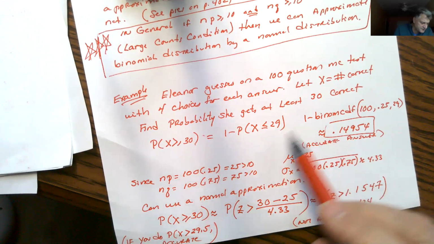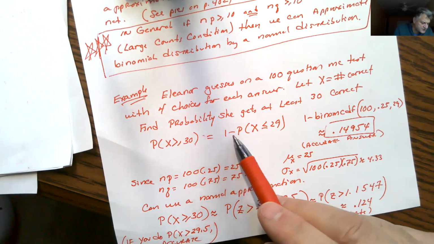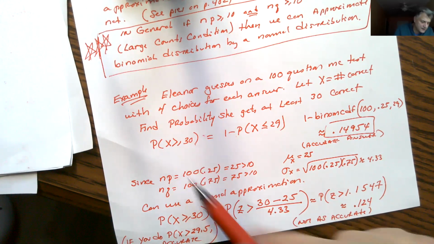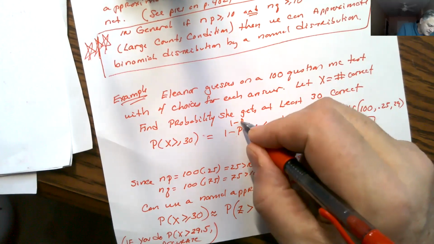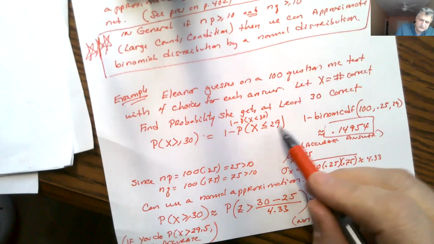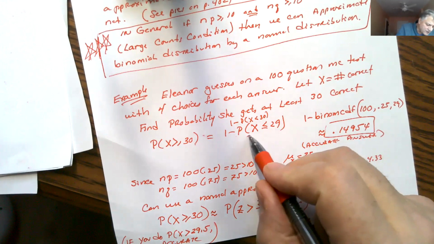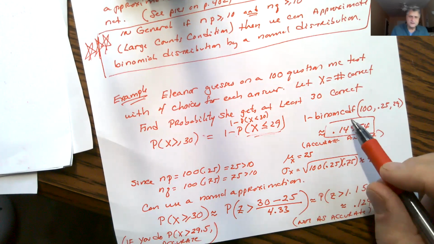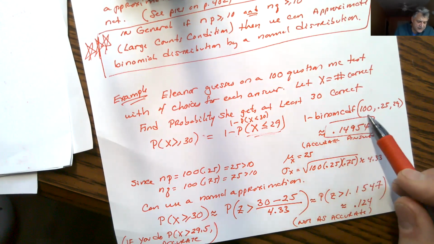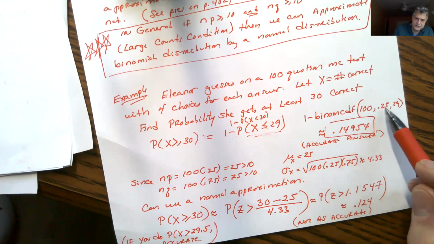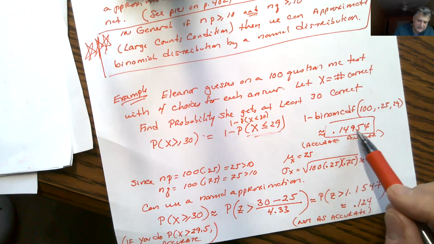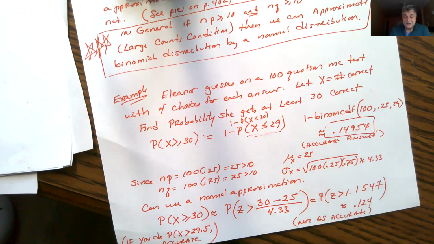I'm going to use my calculator for this one. That'd be 1 minus the probability that X is less than 30. And if it's less than 30, that means it's less than or equal to 29. And again, I wanted to change this around so I could use the binomial CDF on the calculator. So it's 1 minus binomial CDF, 100, comma, 0.25, comma, 29, and I get 0.14954, which is an exact answer.